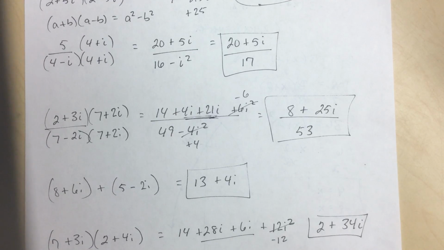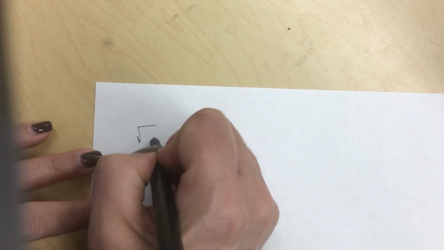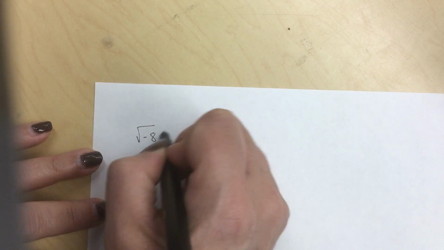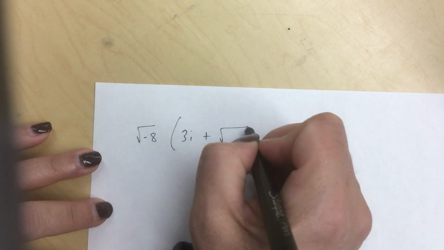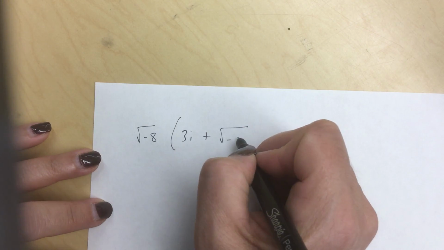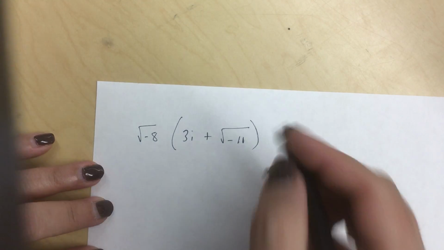So that is how you simplify things with i. If you have a negative inside a radical, you might have to do a little bit of simplifying also. So let's say you have square root of negative 8 times 3i plus the square root of negative 10. Okay? It's supposed to be a 10, looks like.